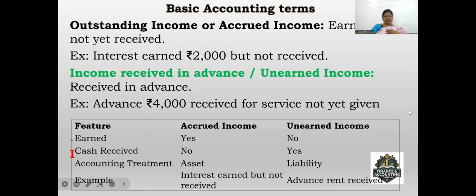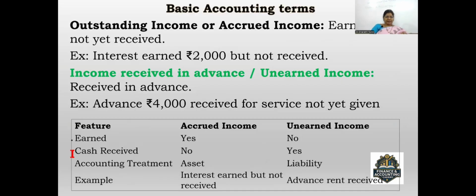Next, income received in advance. Say, for example, we generally do functions in some function hall. So what we will do, we'll pay advance to them, right? So those function hall people are receiving our money in advance. So what is this called? Income received in advance or unearned income.